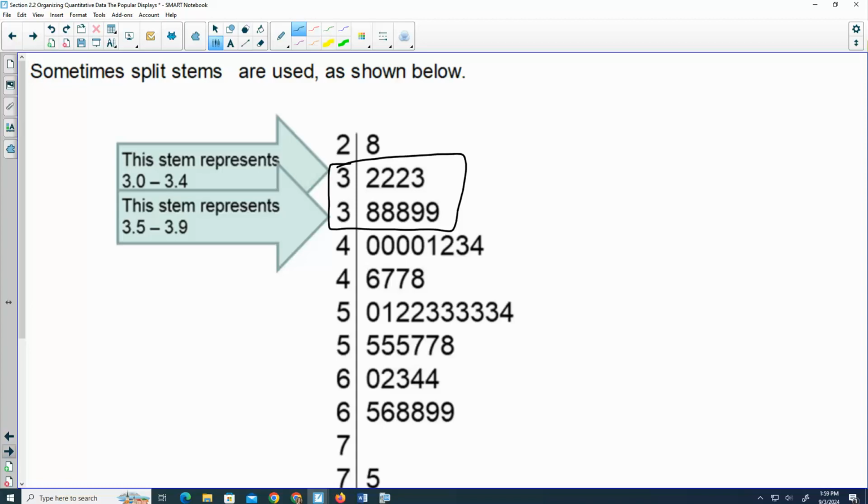How would we do it for the one with the geyser? You would use the 100 spot as your stem, and for your leaf you would put the next 2 digits, but then leave a nice space before you put the ones beside it.